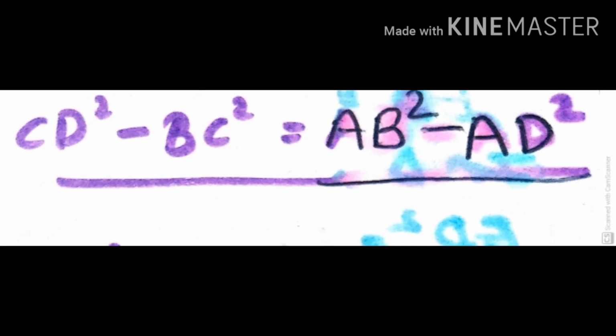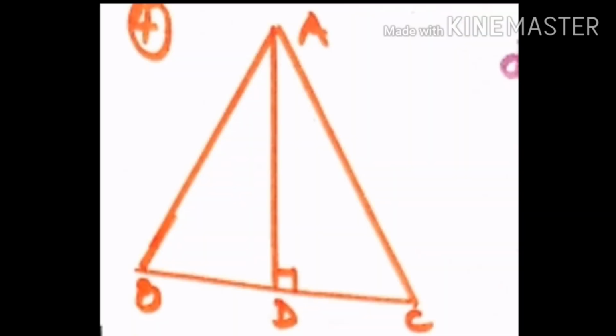You can move the places of the things, like which term you want to take on the other side, so that will become minus. Now move on to next question, question number 4. In a triangle ABC, AD perpendicular to BC, prove that AB square plus CD square is equal to AC square plus BD square. So here in the figure, I have drawn AD perpendicular to BC as per given in the question.